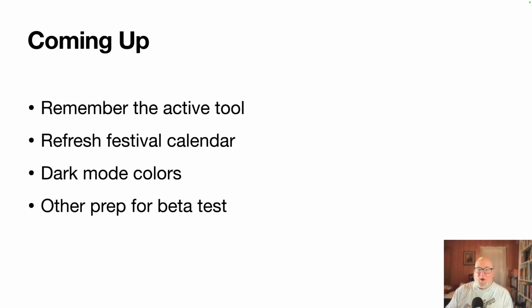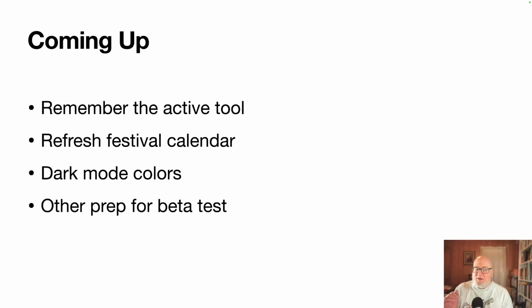Coming up, we're going to do things to get ready for beta tests. So one thing is we have the top level tool, metronome or festival calendar or chord chart or whatever. We don't actually remember which one you're on. So every time you reopen, you start back at the front page. Not the worst thing, but I think it'd be nice to remember the active tool. We need to provide a refresh for the festival calendar. If you opened it and left it on that page, if it got updates, you wouldn't have access to them without going back and reopening things. So that's a little need there. Nothing major, but should be done.